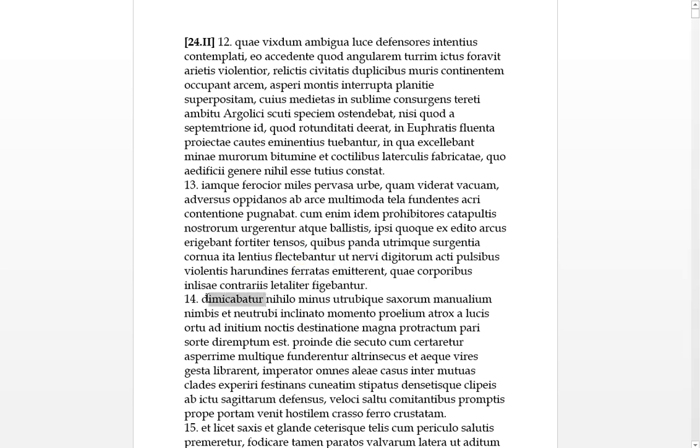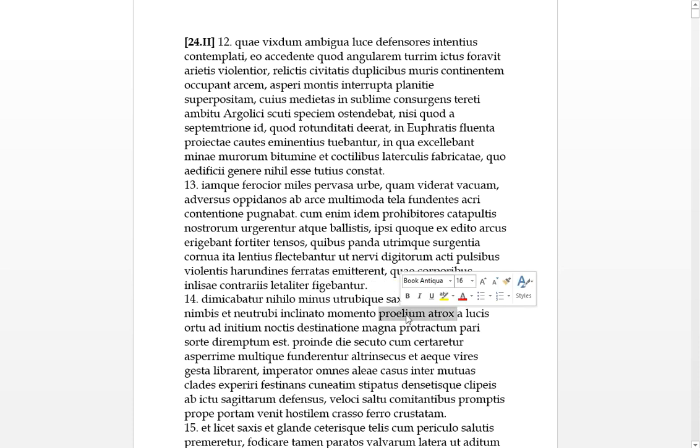14, dimicabatur, so it was fought, nihilo minus, nonetheless, it was fought, utrobique, it looks like both sides. We have nimbus, which are clouds, saxorum, of rocks. It looks like they're thrown manually. Manu is your hand, so they've caused clouds of rocks thrown by hands, and neutrubi. Neither of the sides, there's the neuter bit, neutra, and ubi is where, so where on neither side, the inclinato momento. The momentum didn't incline to either of the sides, the force of it.